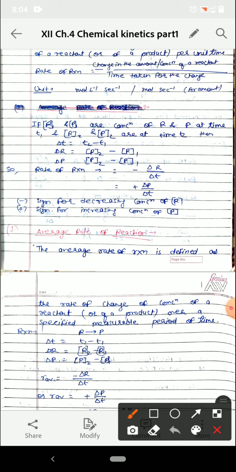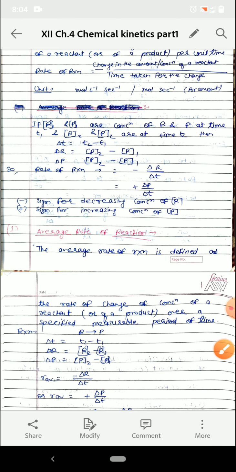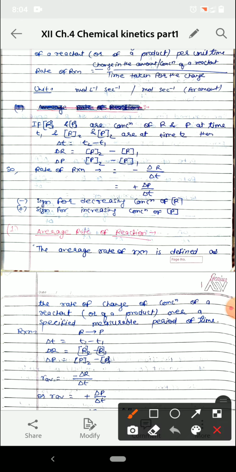So now if R1 and P1 are concentrations, R is the reactant and P is the product. When we write it in a bracket, it is the concentration of reactant, and for the concentration of product we write P in the bracket. So R1 is the concentration of reactant, P1 is the concentration of product. Okay. So if R1 and P1 are the concentrations of reactant and product at a time T1, and R2 and P2 are the concentrations of reactant and product at time T2.